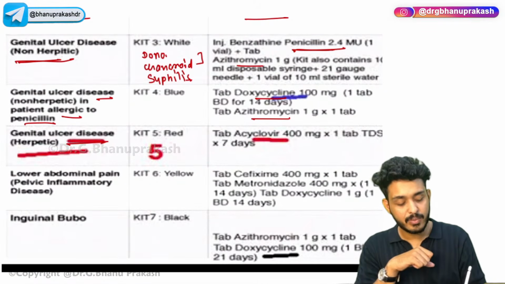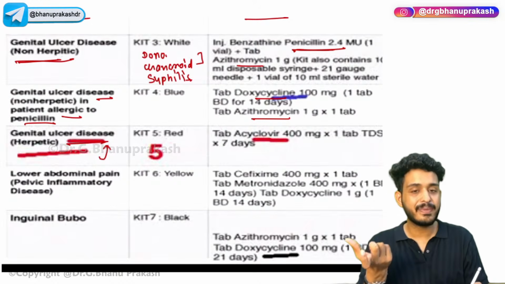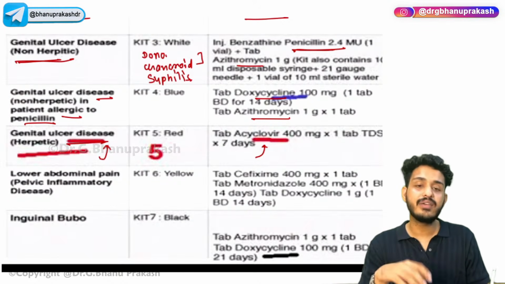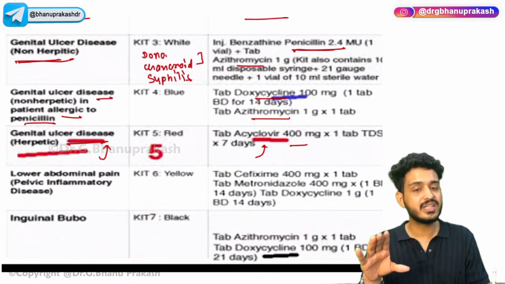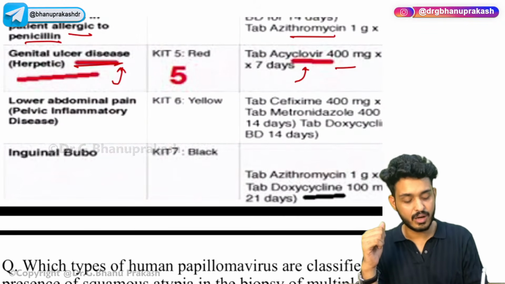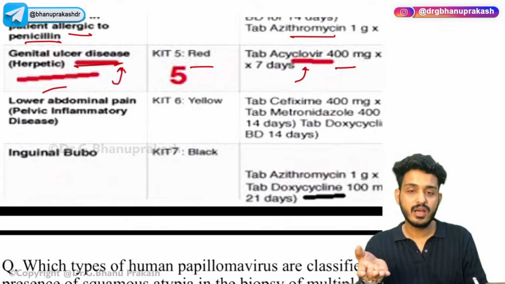Now we will be talking about ulcers which are herpetic. Herpetic means it is due to herpes simplex virus infection. I will be giving acyclovir 400 mg TDS for 5 days, 5 times a day. Okay, that is about the acyclovir.